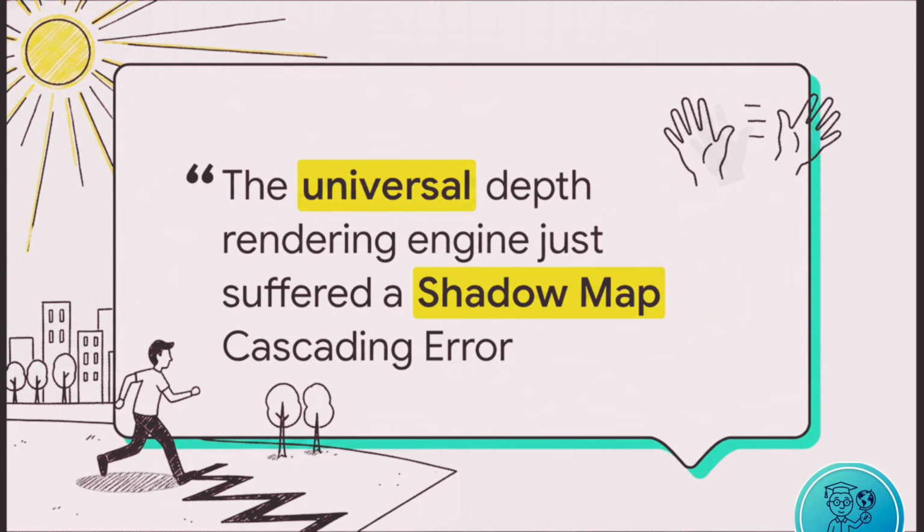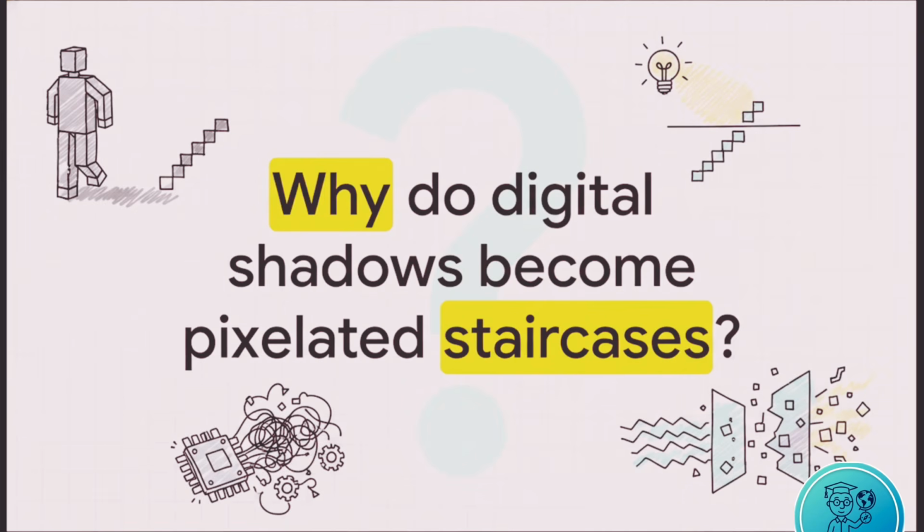In technical terms, the universal depth rendering engine just suffered a shadow map cascading error. Now you might be wondering, why on earth does this happen? Why do our digital shadows suddenly turn into these pixelated staircases, or lag behind us like some sort of delayed ghost? Well, it's not an optical illusion, it's not eye fatigue, and it is definitely not just a random bug. It is a fundamental limitation of the hardware desperately trying to keep up with the physics of light. Let's solve this mystery and figure out exactly what breaks when our digital worlds fail to cast a proper shadow. Because to understand the fix, we kind of need to understand the failure first.